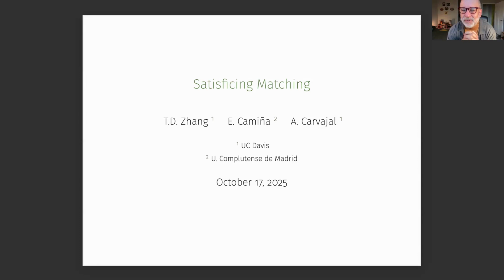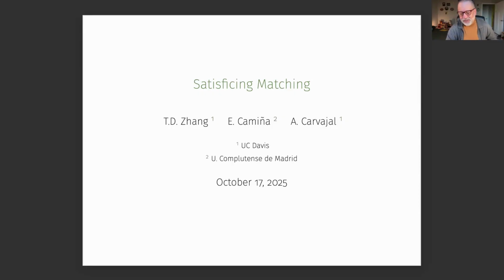So the paper is joint work with Tina Zhang from UC Davis, a student on the market. So I'm advertising her. If anybody is looking for a very good student to hire, Tina is a very promising researcher, and Ester Camiña from Universidad Complutense de Madrid. It seems to me that she's around. Yes, hello. Hola, Esther. So in case there are any very difficult questions, I will just pretend that my microphone is not working and let Esther deal with the challenge.